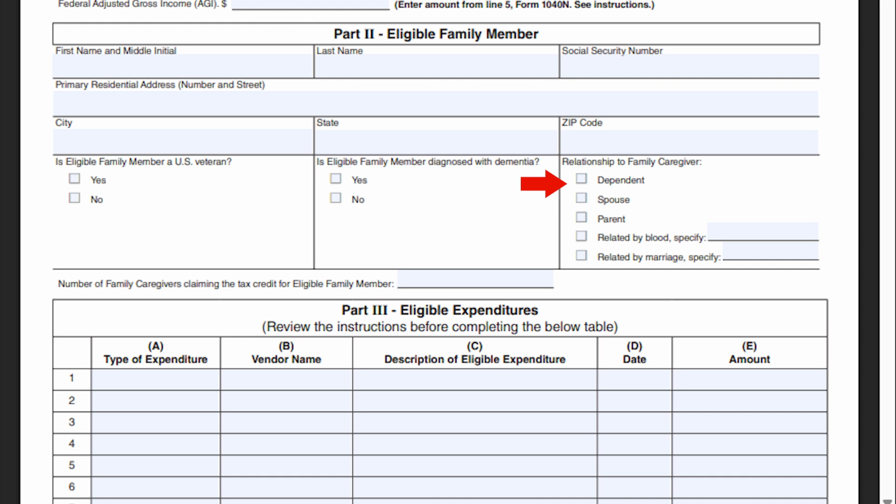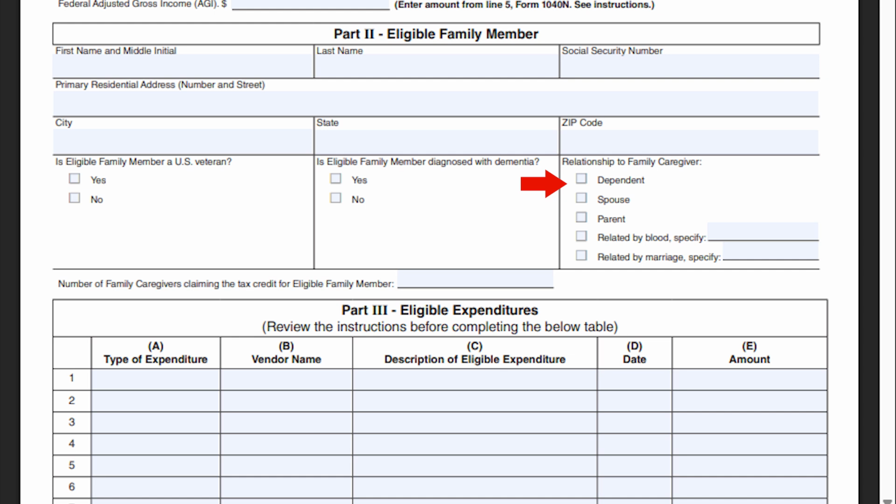Number 3, relationship as a parent. A parent includes the mother, father, or step-parent of the family caregiver. Number 4, relation by blood or marriage. If this box is checked, a description will need to be entered to explain the relationship to the family caregiver. That description will need to be related by blood, which includes the following other relationships by blood to the family caregiver: grandparents, aunt, uncle, sister, brother, niece, nephew, or grandchild. Step persons bearing these relationships are also considered included.